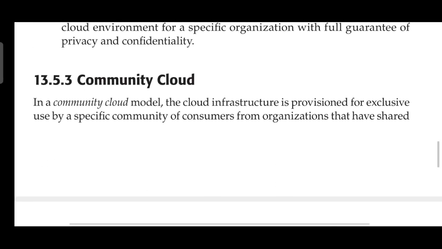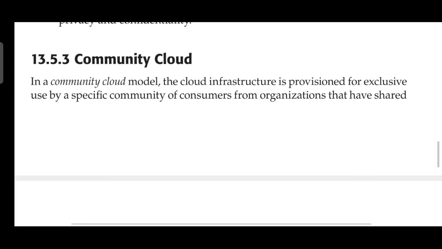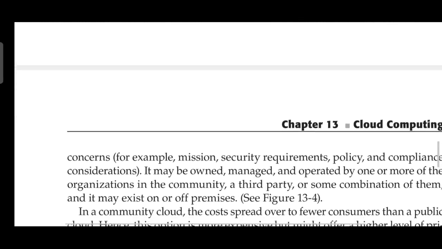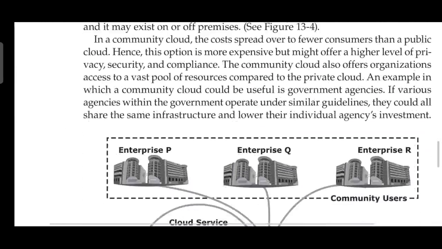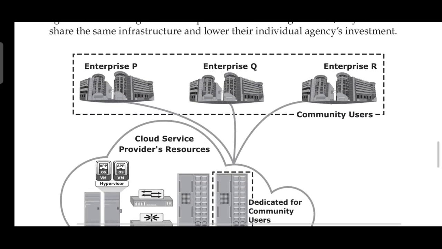Next type is community cloud. In a community cloud model, the cloud infrastructure is provisioned for exclusive use by a specific community of consumers from organizations that have shared concerns. So there is a set of users, enterprises, organizations. For example, there are different colleges under the same university. All the different colleges, say P, Q and R, are affiliated to the same university. So all three colleges can have access to the university database.